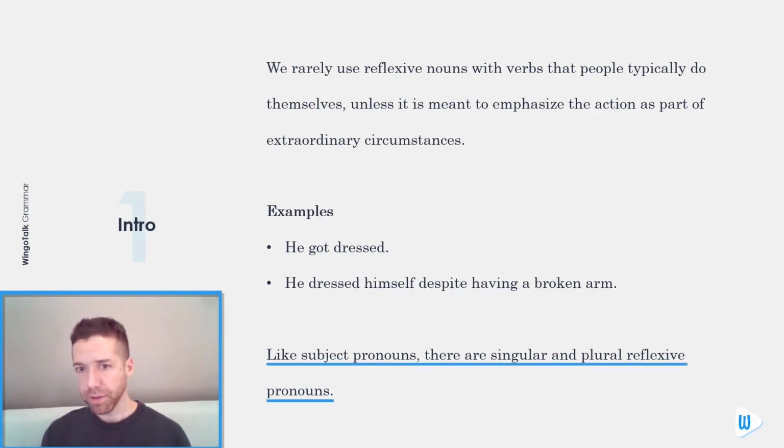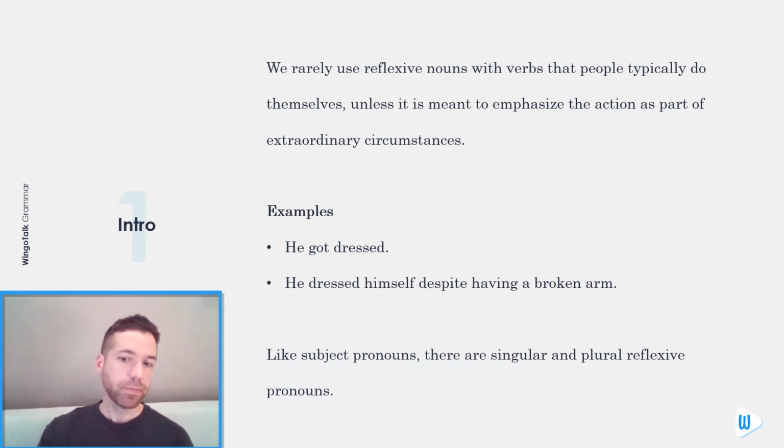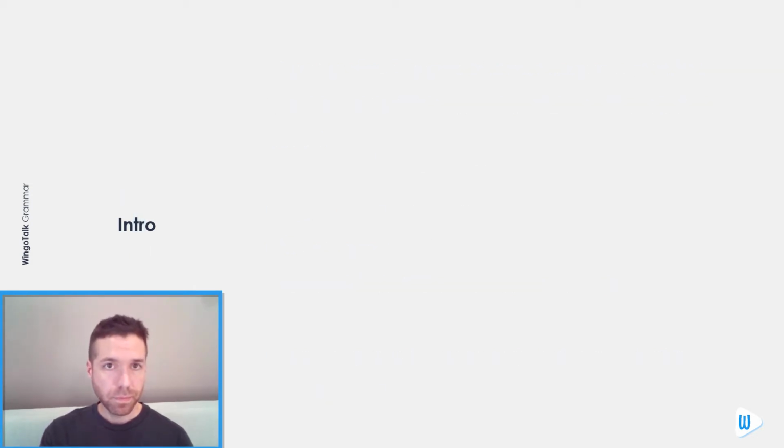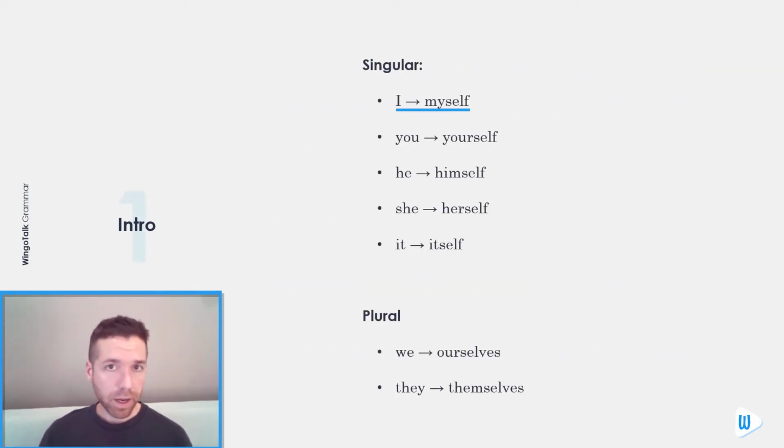Like subject pronouns, there are singular and plural reflexive pronouns. Singular: I, myself. You, yourself. He, himself. She, herself. It, itself. Plural: we, ourselves. They, themselves.